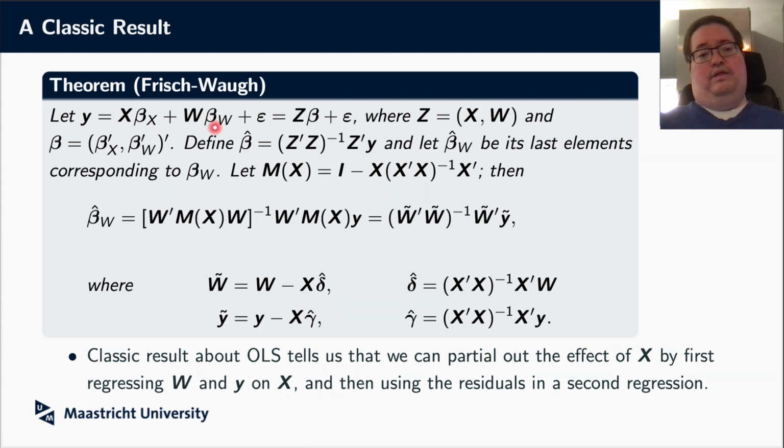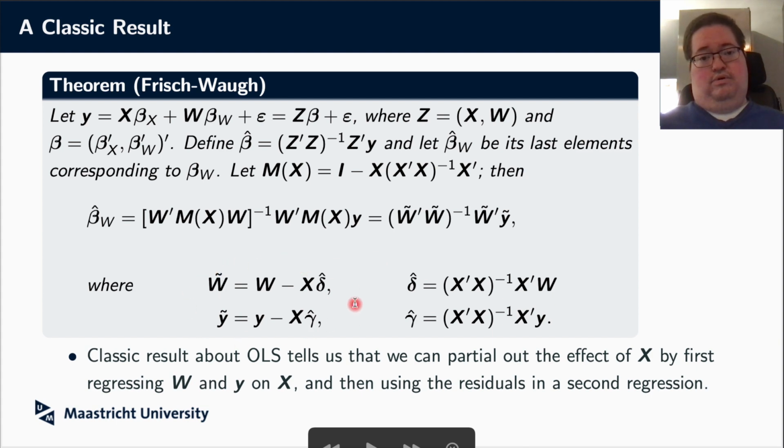Then we know, and that is what the theorem tells us, that either we regress y on x and w, so say on z, where z collects both, and we take out the last elements which correspond to the w variables. Or we do partial regression, where we first regress y on x, and then we regress w on x, and we take the residuals and regress those on each other.